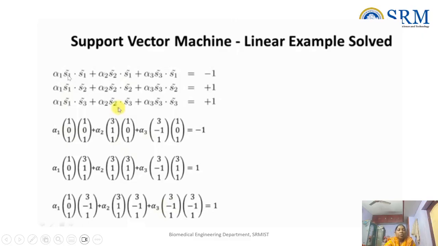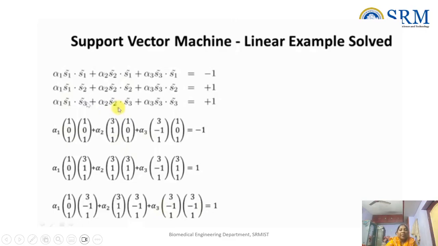And here with the equation, it is S1 into S1, S2 into S1 and S3 into S1. That means the support vectors S1, S2, S3 are multiplied by S1 and equated with -1. And in the second equation, you can observe that alpha 1, alpha 2, alpha 3 is common, and S1, S2, S3 is multiplied throughout the equation with S2 and equated with +1. And in the third equation, alpha 1, S1 bar, S2 bar and S3 bar are multiplied with S3 bar, and it is equated with +1.